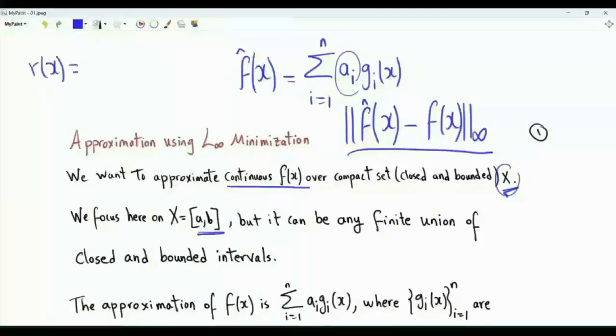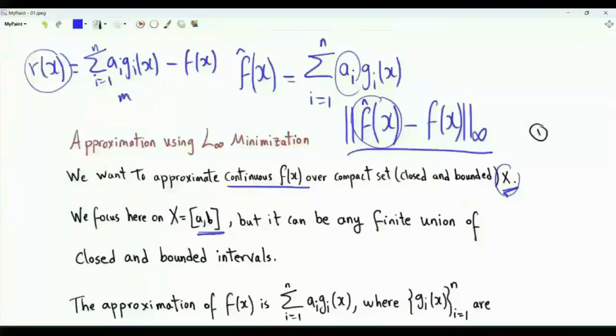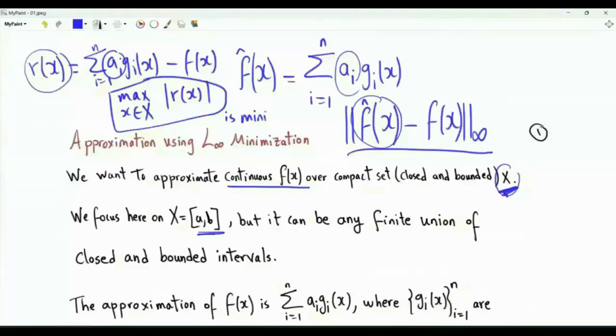We define the residual r of x to be the approximation, summation i from 1 to n of ai gi of x, minus f of x. The L infinity norm of the error is the maximum of the magnitude of r of x, where small x is in big X, our compact set, which again can be taken to be the closed interval from a to b. We obtain the coefficients such that this maximum is minimized.